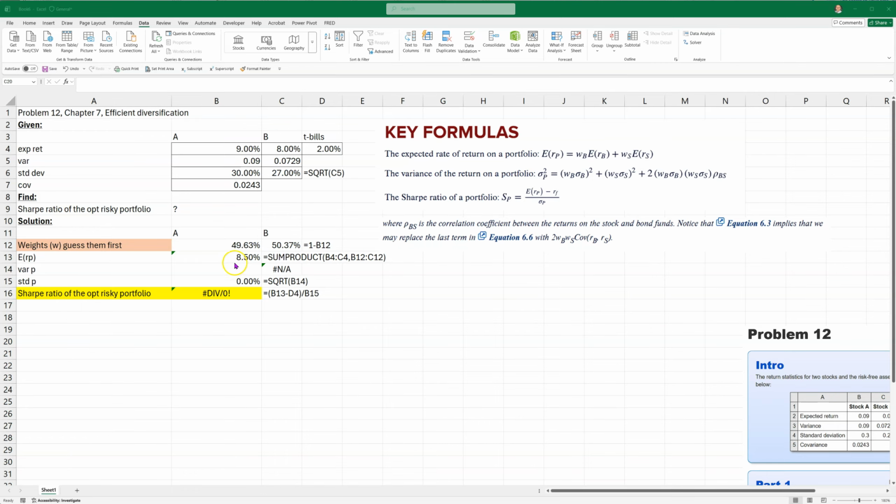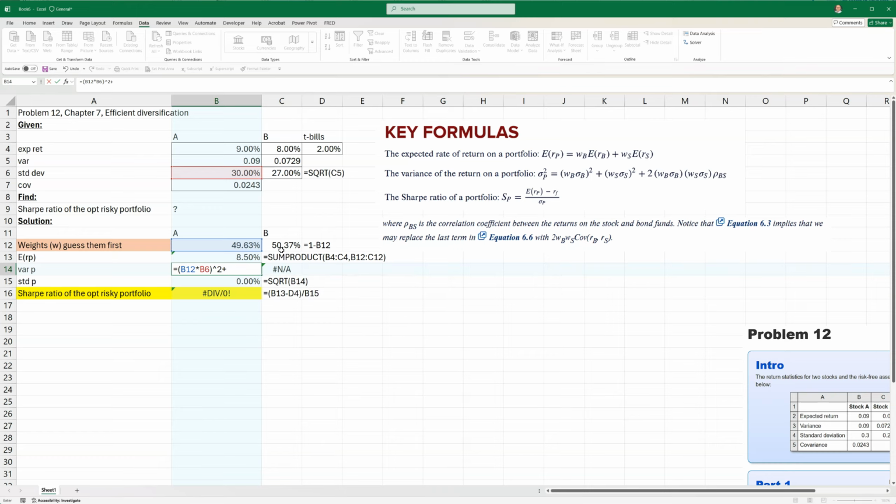Okay, I see where I made a mistake. I made a mistake doing this formula, so I'm going to do it again. I'm just going to go A and B in order. So I'm going to go equals, parentheses, the weight of A times the standard deviation of A, and then we're going to square it, plus the weight of B.